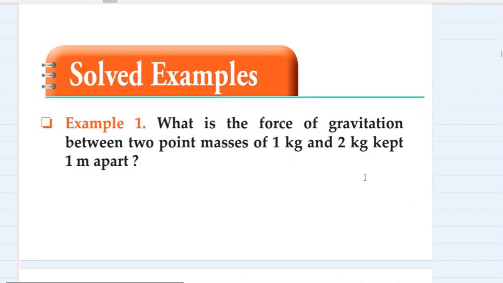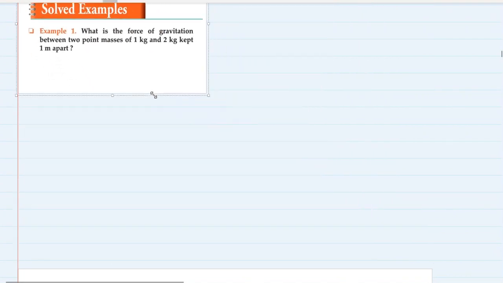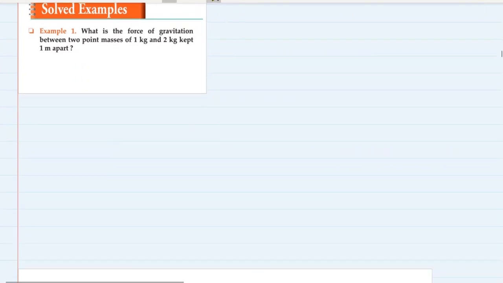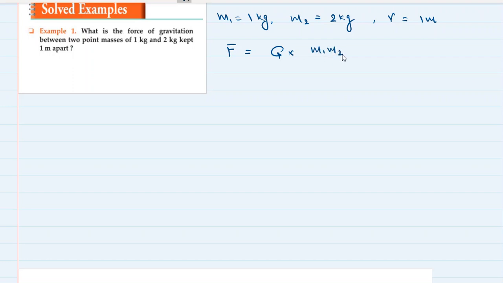The first numerical is, what is the force of gravitation between two point masses of mass 1 kg and 2 kg kept 1 meter apart? So m1 is equal to 1 kg, m2 is equal to 2 kg, and the distance between them, r, is 1 meter. So we can say that the force between them is equal to G multiplied by m1 m2 upon r square, which is 6.67 into 10 raised to minus 11, which is the value of G, multiplied by 1 into 2, both in kg, both in SI units, upon 1 square, that is the square of the distance between them.